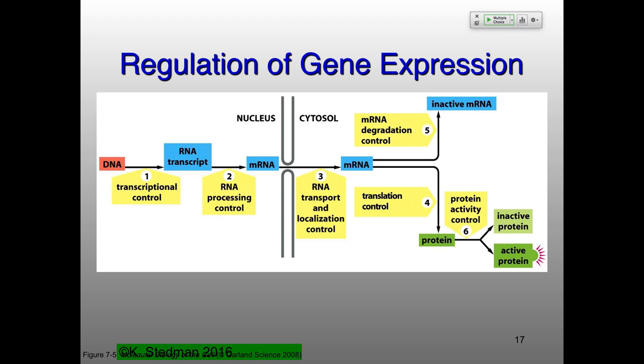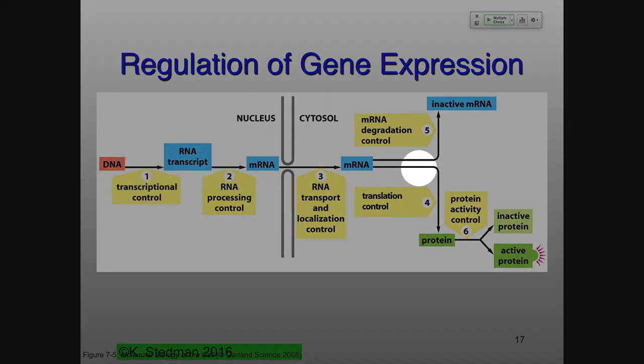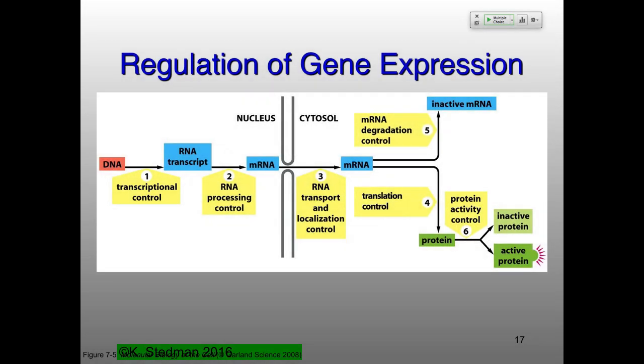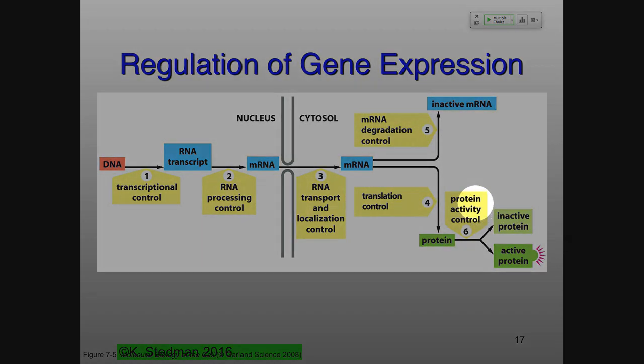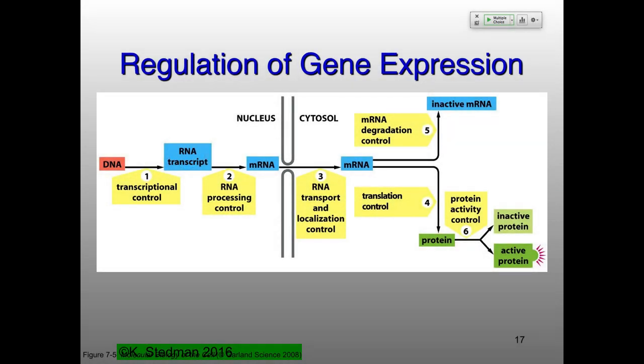The big problem with this is it actually takes time to go from transcription to having an active protein. So regulating the activity of a protein is going to be a really fast way to regulate, but you have to have the protein in the first place. The fine-tuning of your protein activity usually happens at protein activity control. But if you want a particular cell that's making a particular protein, most of the time that'll be transcriptional control. So we'll talk mostly about transcriptional control, and that's all about going from DNA to RNA. This is why we spent so much time talking about promoters and general transcription factors, et cetera.